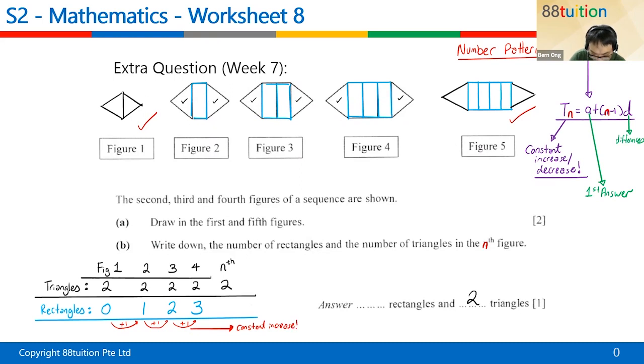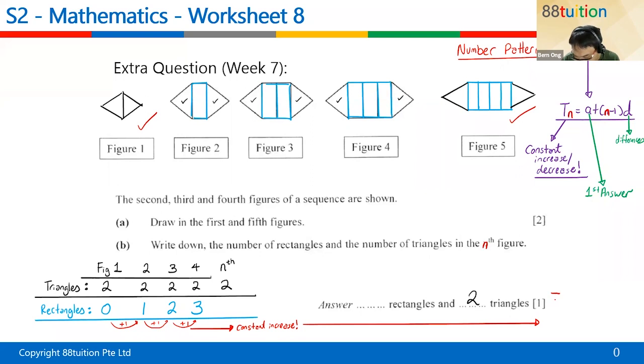So it can be what? It can be +2, +2, +2. It can be -3, -3, -3. All right. Those are called constant increase. No problem. If it's constant increase, I can actually use this formula. I want to use this formula to help me. Let's try to use this formula.